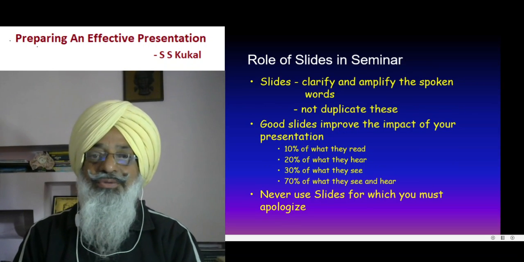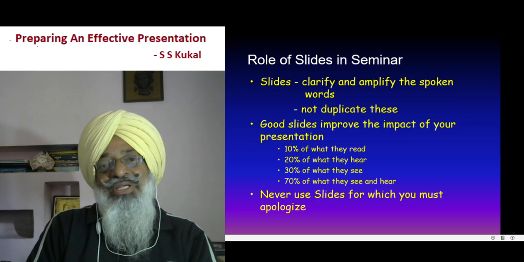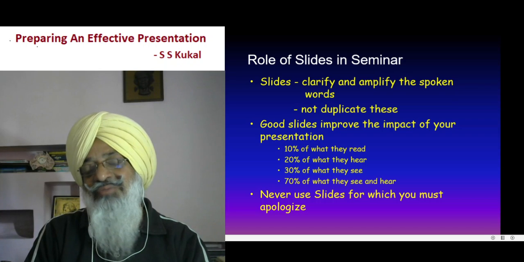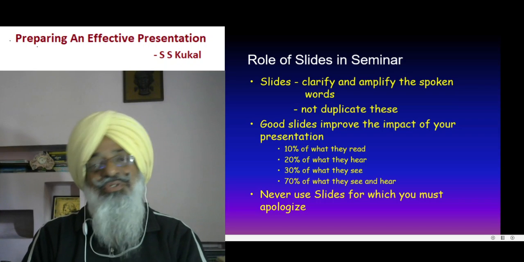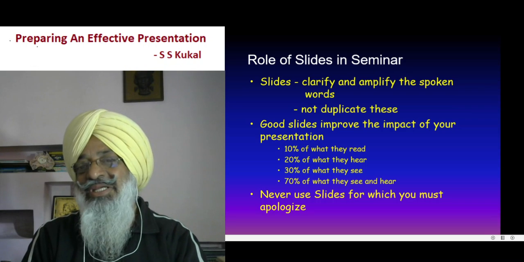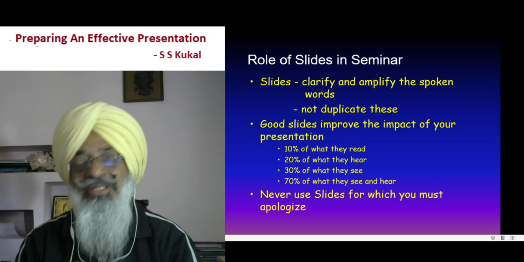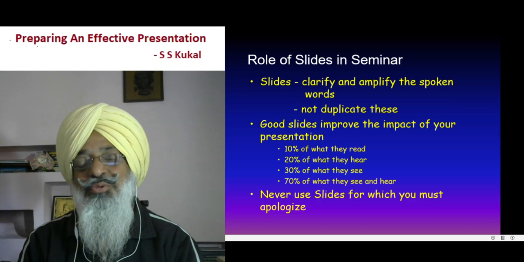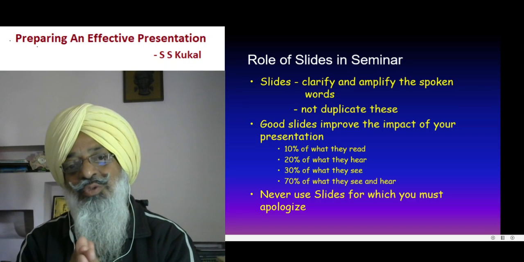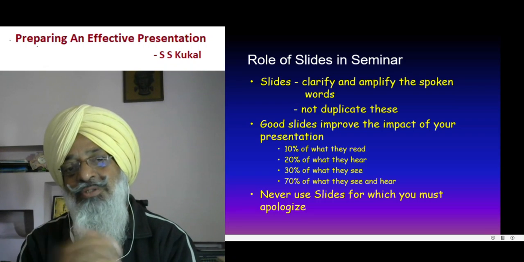Now, coming to slides. As I said in the beginning, the slides are there to clarify or amplify what you have spoken. Slides should not duplicate your words, because if everything is written on the slide, you are simply reading it. So two things are happening: you are reading, and the audience is looking at those slides or those words. That is duplicity of the words.